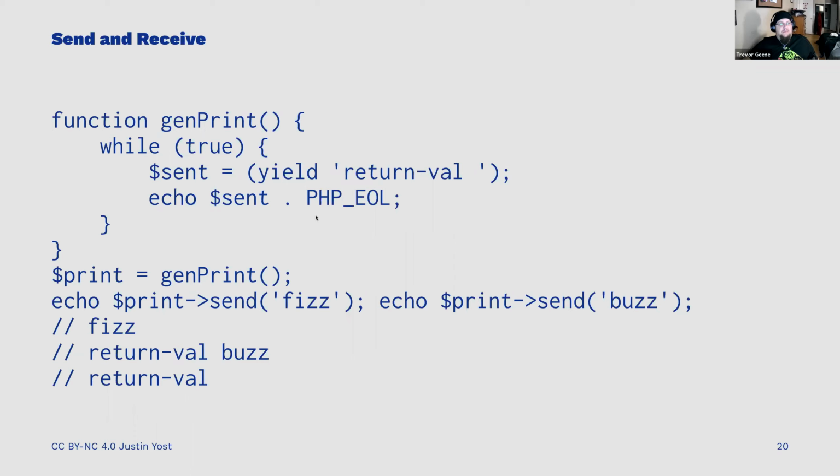Why does that happen? It happens because this print send never actually asked for a value back. We just pushed a value to it. So this return val essentially just got eaten, got killed off, right? So print send fizz pushes fizz into sent, echo fizz and then PHP end of line. That displays here. We loop back around while true, come back here and then we yield return val. So we return the val, we pause execution. We come back to here and then we call echo print send buzz. That pushes buzz as our sent value. We unpause execution. We echo buzz PHP end of line, loop back around, yield the return val, and pause execution again, because we come back around to that yield value and then pause execution.